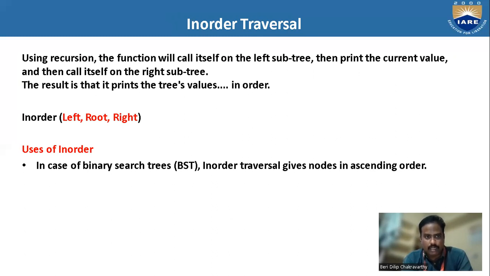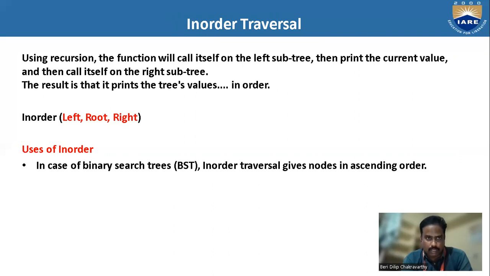When we say in-order traversal, it means the root is present in the middle, so the order is left, root, right. First we will scan the left subtree, then we go to the root, then to the right subtree. In the left subtree again we'll have left, root, right. Every time we have to perform this left, root, right. We are performing the same operation, and we call it recursion.